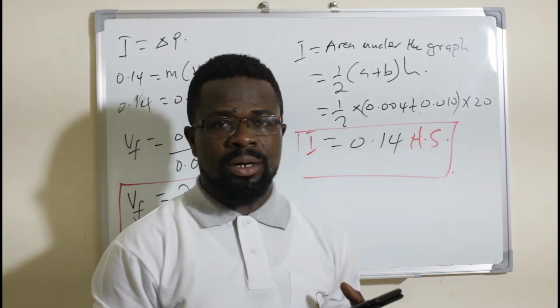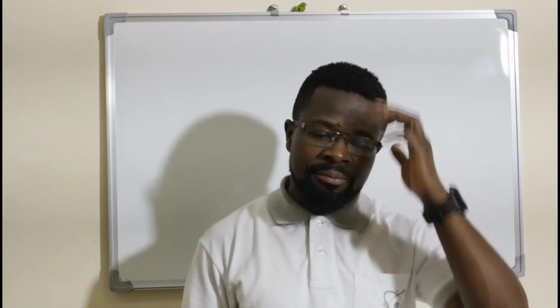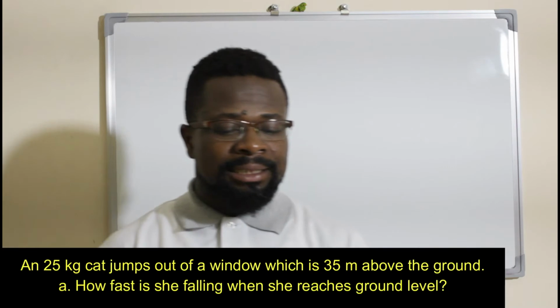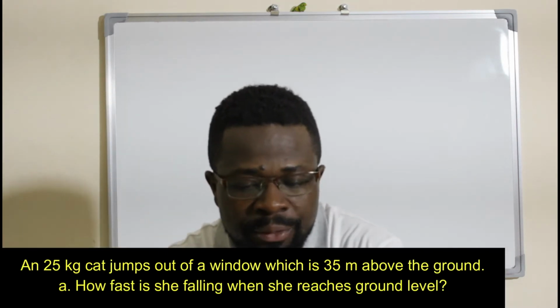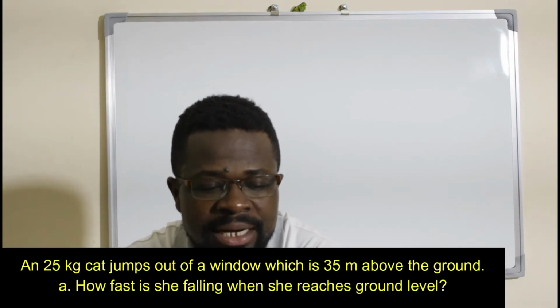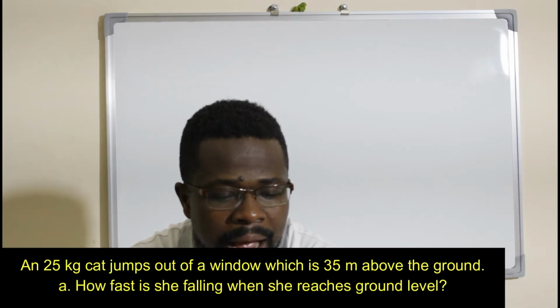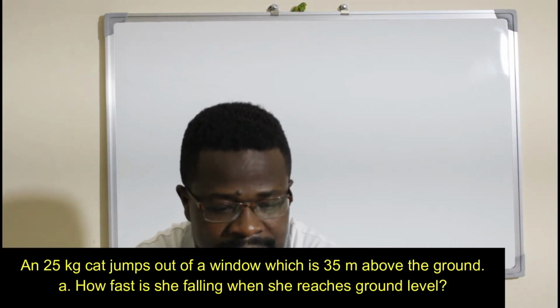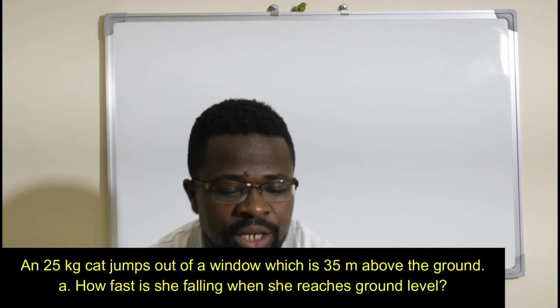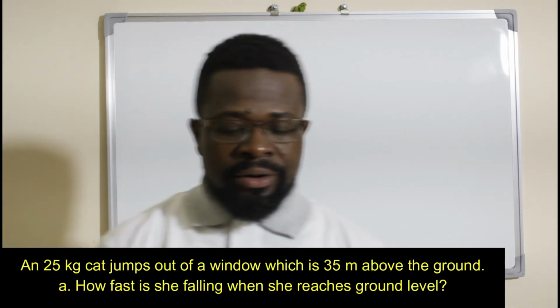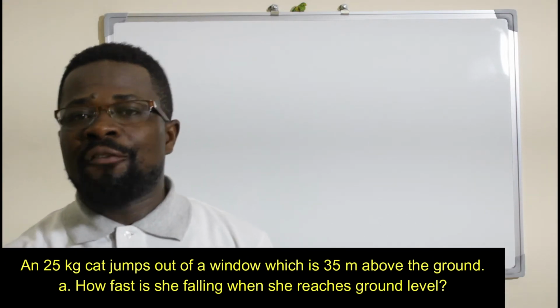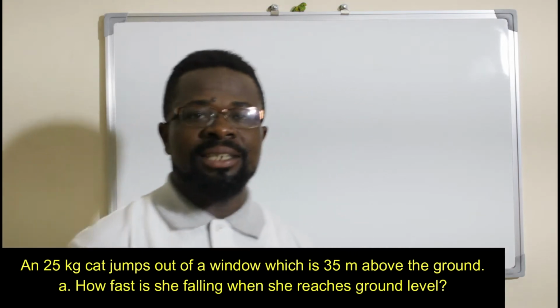Let's look at the next one. The next question says, a 25 kg cat jumps out of a window when it's 35 meters above the ground. And the first question says, how fast is she falling when she reaches the ground level?